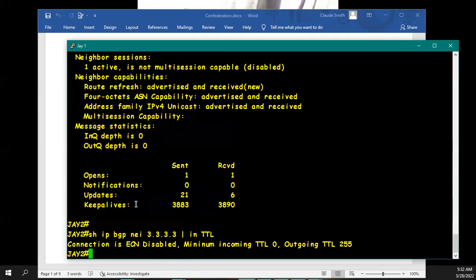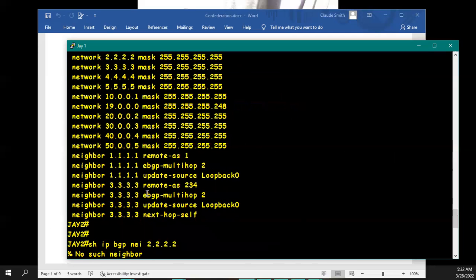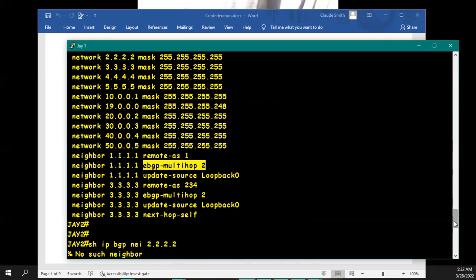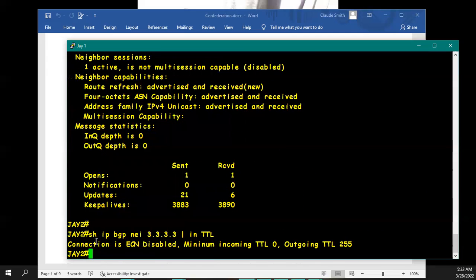Include TTL. Okay, so going back to the whole eBGP multi-hop function, let me wrap this up for you in a nice little basket. So we know the time to live for an IBGP peer is 255.